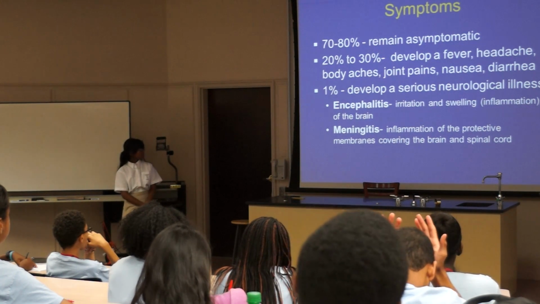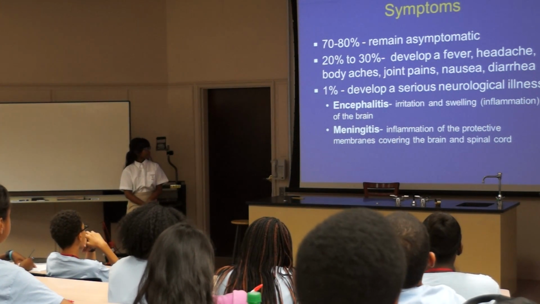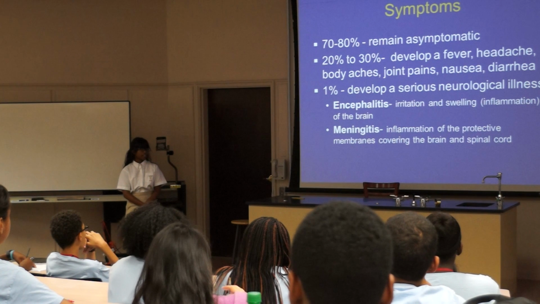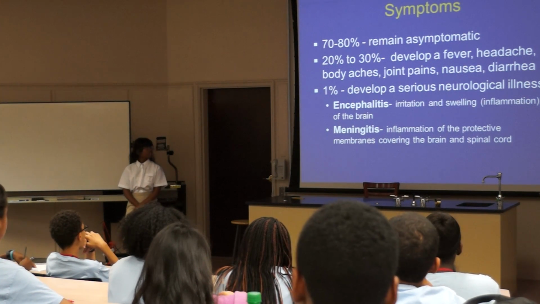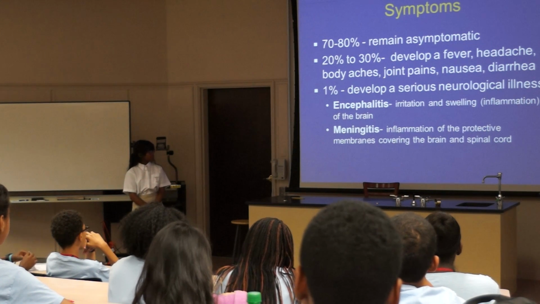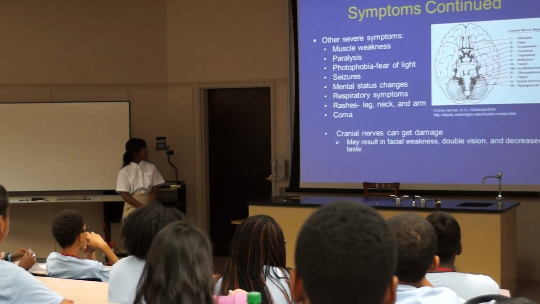Two main serious neurological illnesses that can develop from West Nile virus are encephalitis, which is the inflammation of the brain, and meningitis, which is the inflammation of the protective membranes covering the brain and the spinal cord.